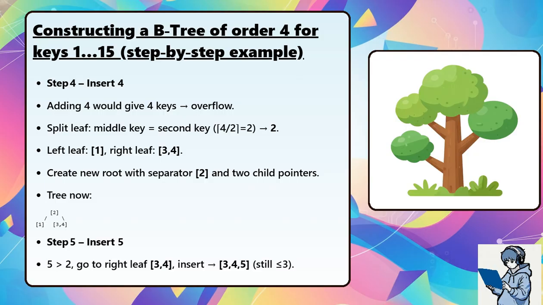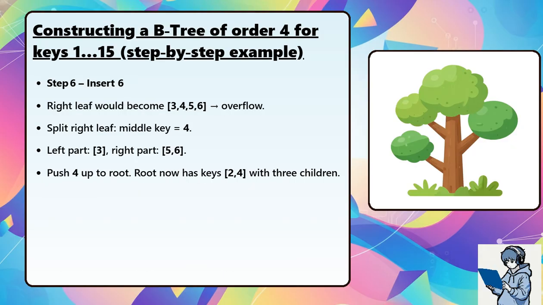Step 5. Insert 5. 5 is greater than 2, so go to the right leaf containing 3 and 4. Insert 5, resulting in 3, 4, 5, which is still less than or equal to 3 keys. Step 6. Insert 6. The right leaf would become 3, 4, 5, 6, causing an overflow. Split the right leaf. The middle key is 4.